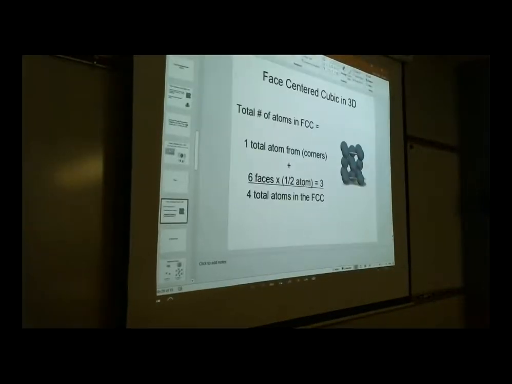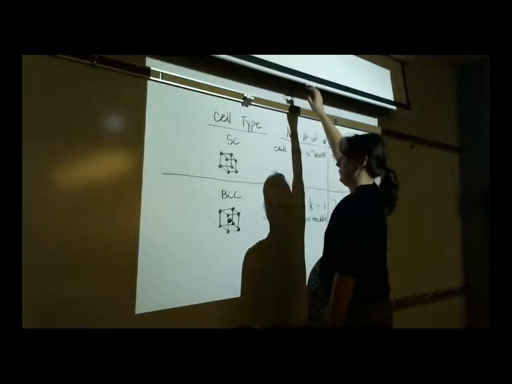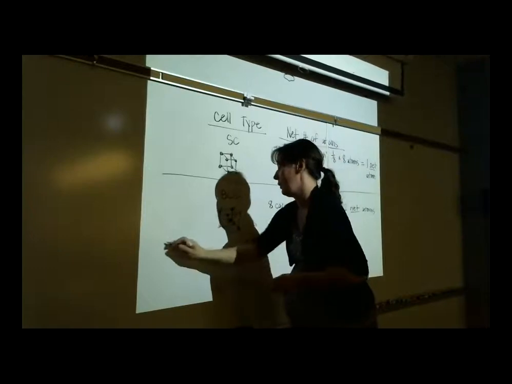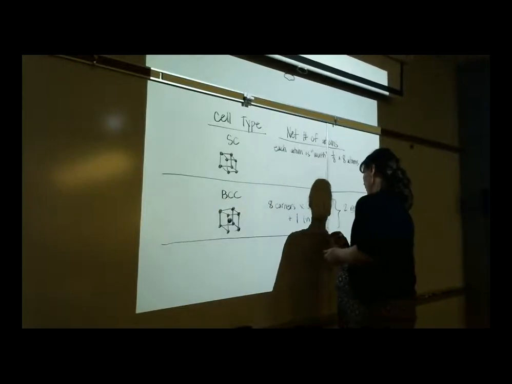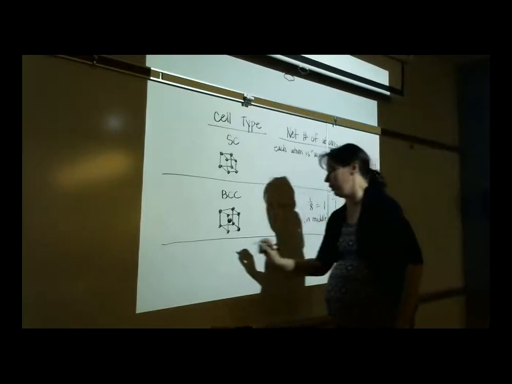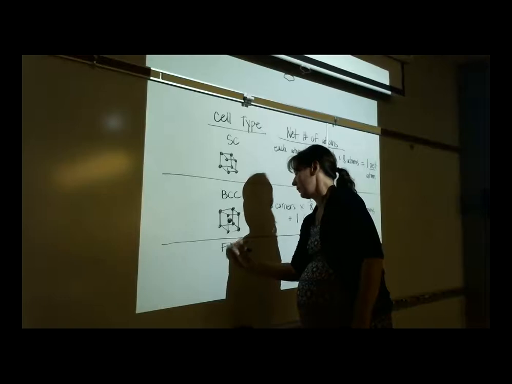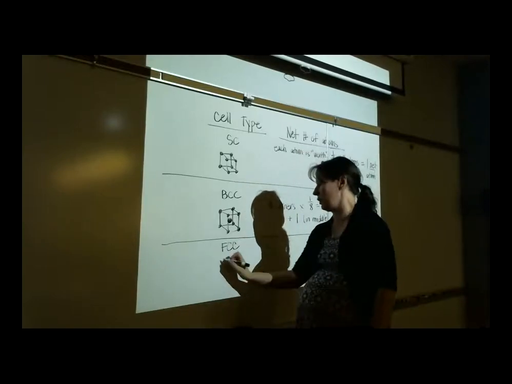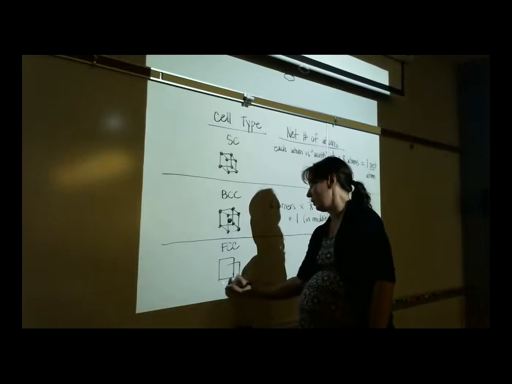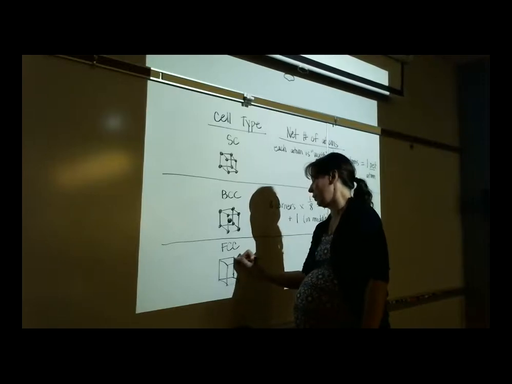So if we want to finish out our chart, I think face-centered cubic is probably the most difficult to draw because you're trying to represent something three-dimensional in planar. All right, so face-centered cubic. Again, these are cubes, so all the edges are the same. So you've got 8 on the corners.